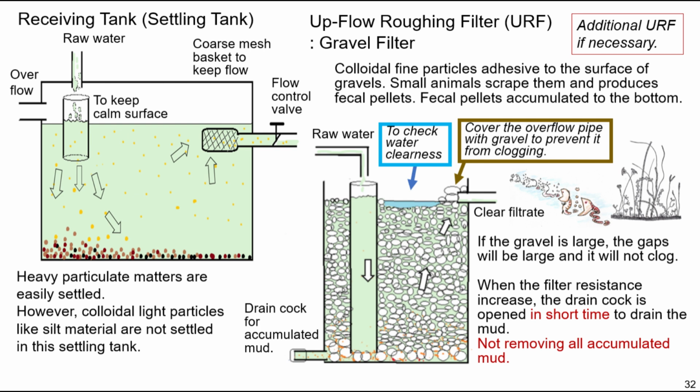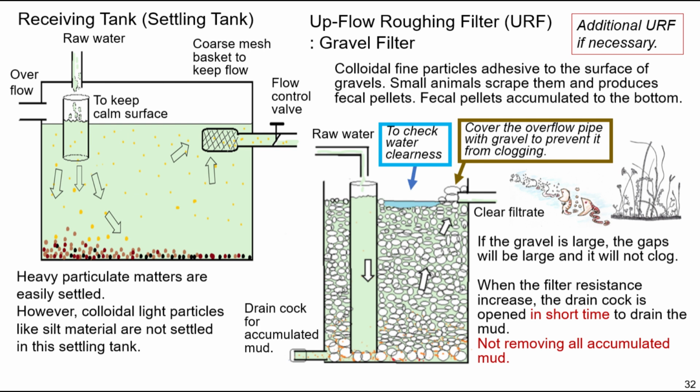And the second step: the upflow roughing filter, URF, a gravel filter. Colloidal fine particles adhere to the surface of the gravels. Small animals scrape them off and produce fecal pellets. Fecal pellets accumulate at the bottom. If the gravel is large, the gaps will be large and it will not clog. When the filter resistance increases, the drain cock is opened for a short time to drain the mud, not removing all the accumulated mud.